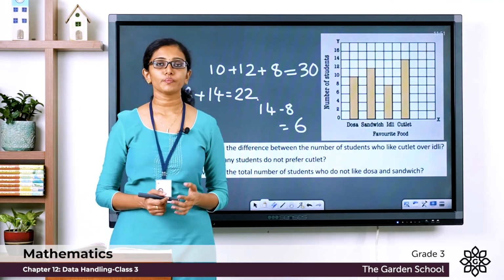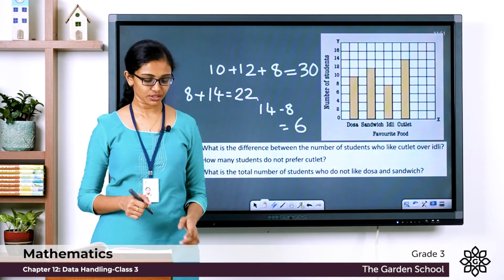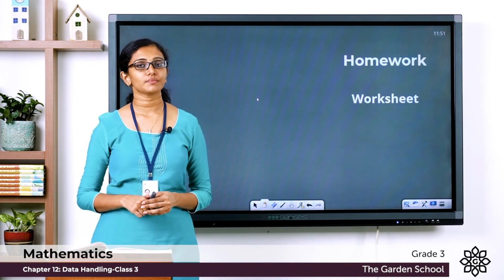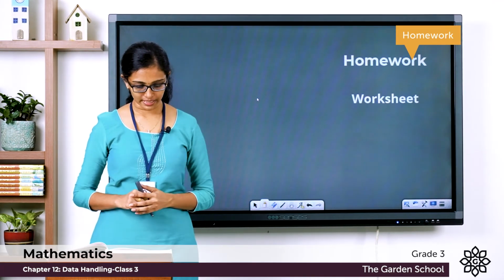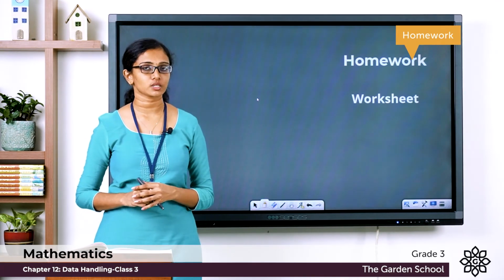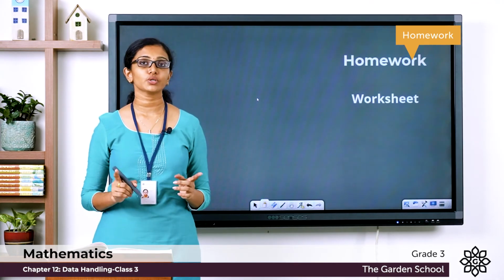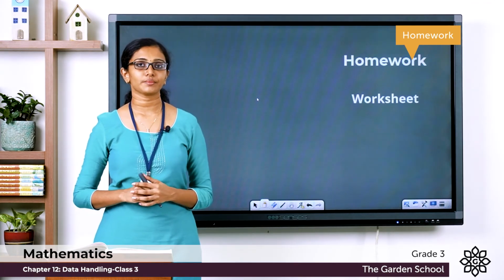So children, I hope you are clear with all the questions we discussed today. We have come to the end of this chapter. So as a homework for the day, you can do a worksheet. This is in page number 172 of your textbook. Once you are done with the worksheet, you can take a picture and send it to us through Teams.